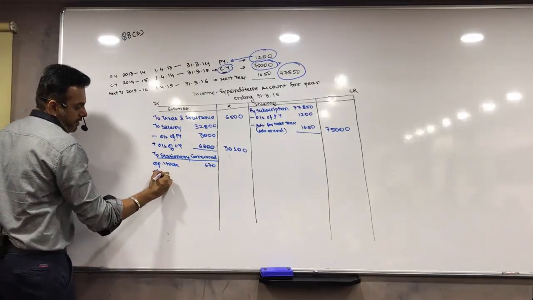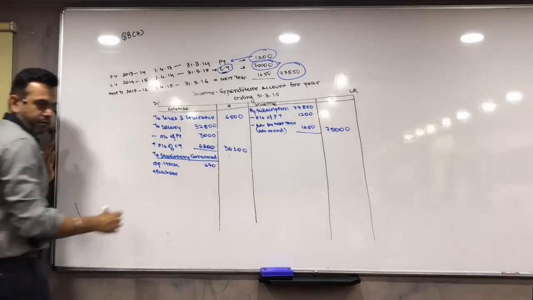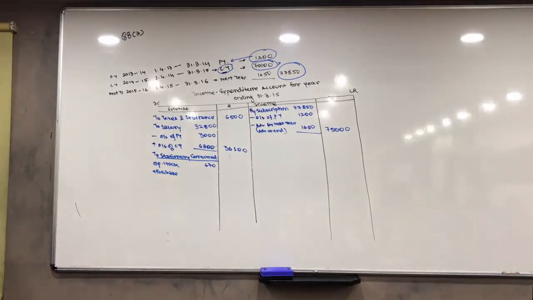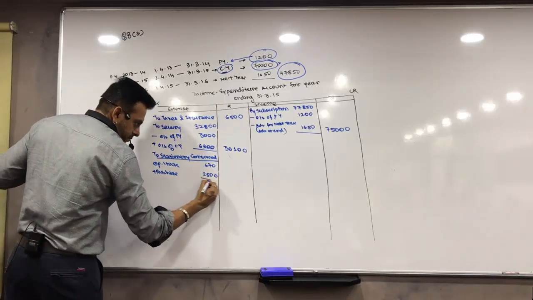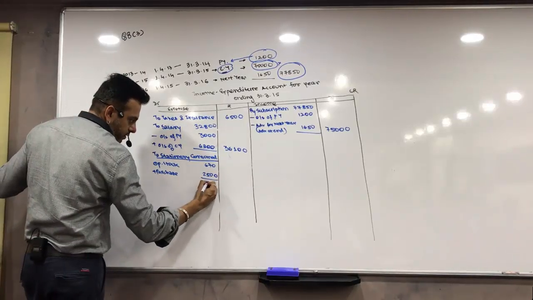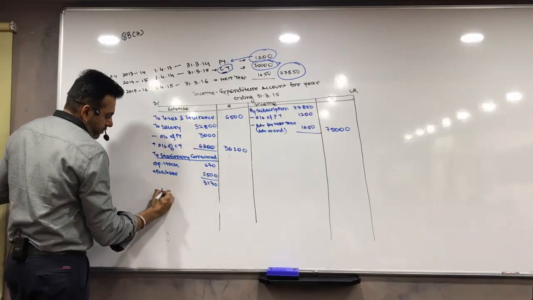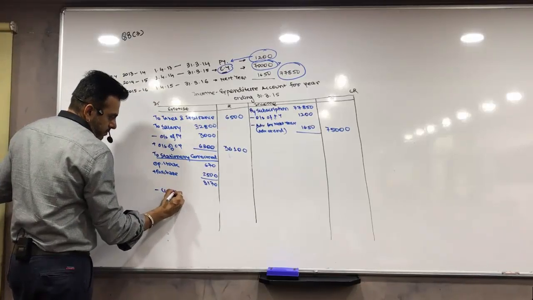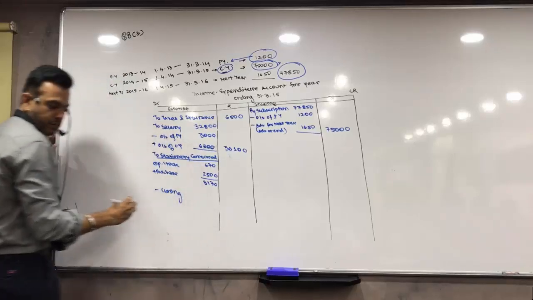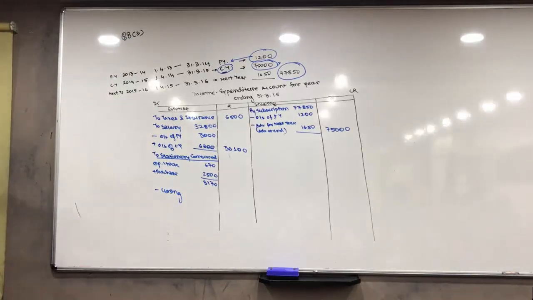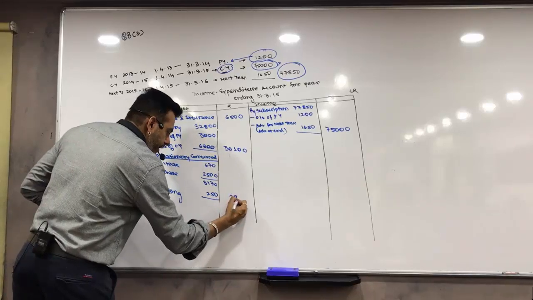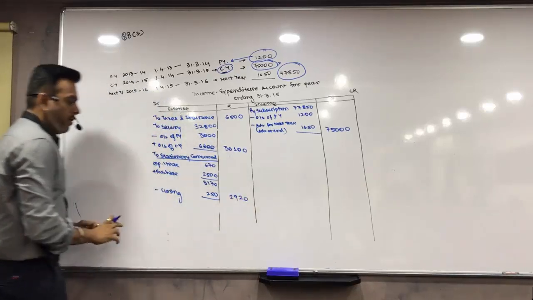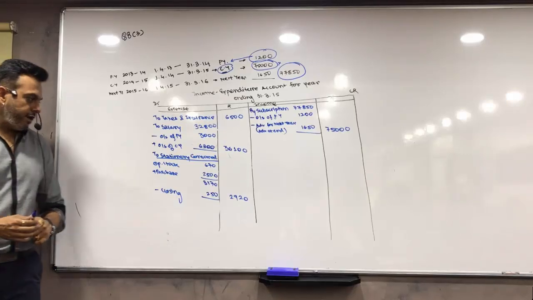Plus purchases. How much did you purchase this year? What is the stationery expense? 2500. So 3170 minus closing. Closing is 250. 2920. Now I'll make you understand what this is.